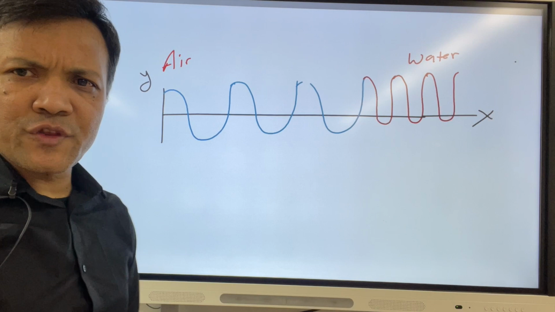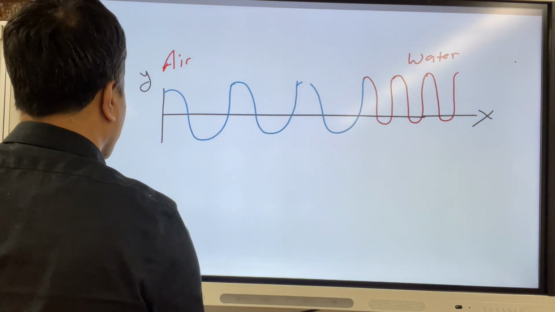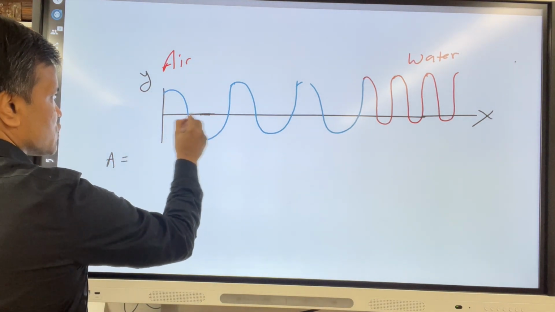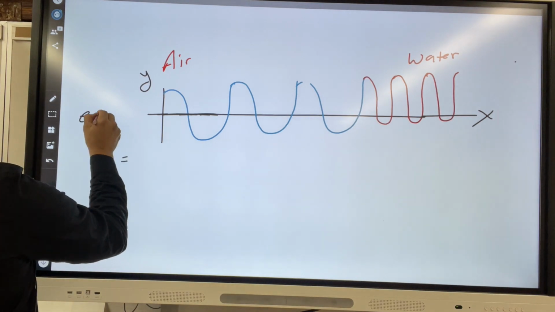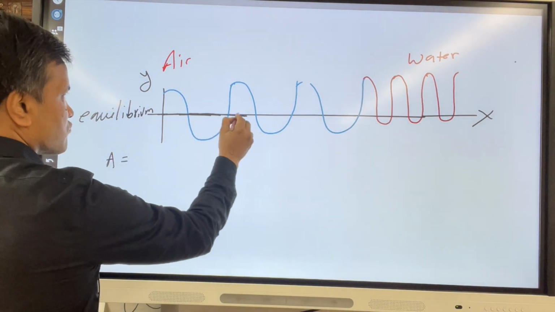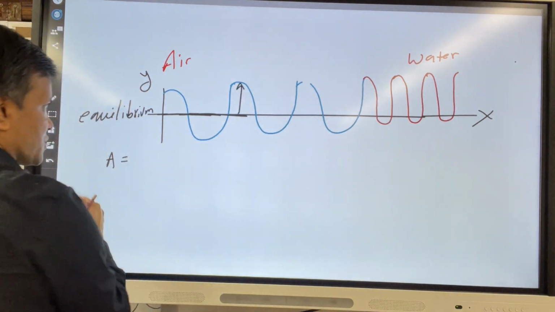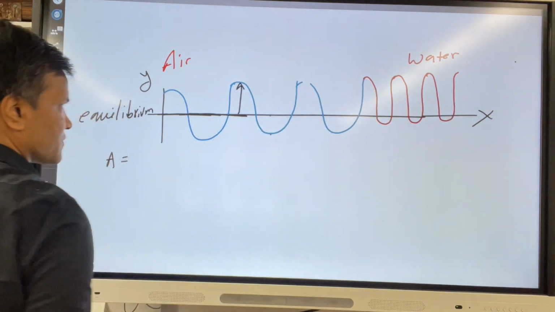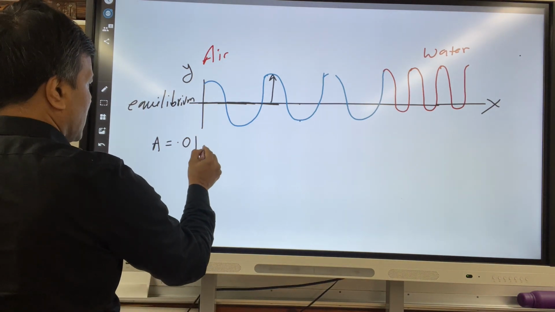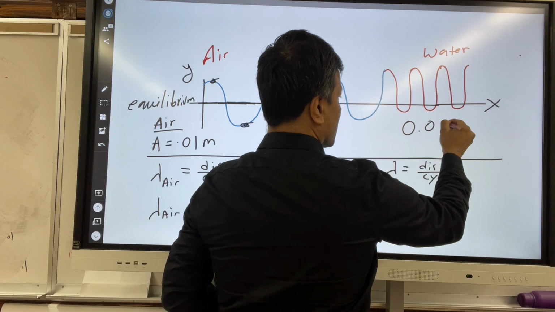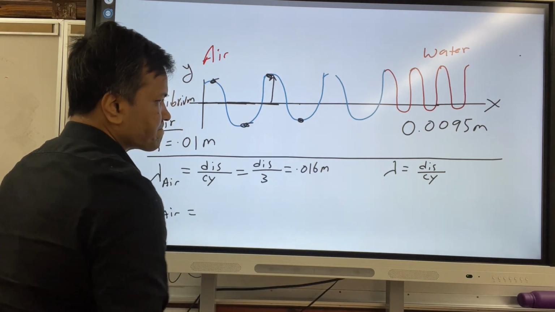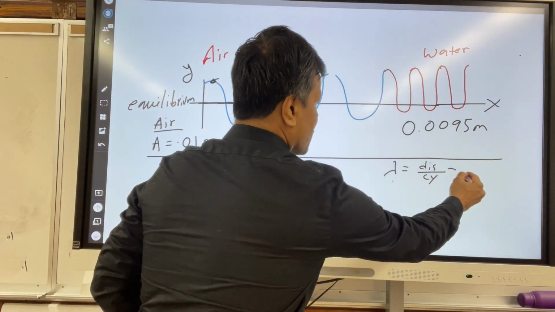Okay, good. A few things we have to do. We have to find the amplitude. So let's find the amplitude. To find the amplitude, amplitude is from equilibrium. So this is equilibrium. So from equilibrium to the crest, and this is called amplitude, or from equilibrium to the trough, this is called amplitude. Right? So 0.01 meter, 0.0095 meter, 0.016 meter.